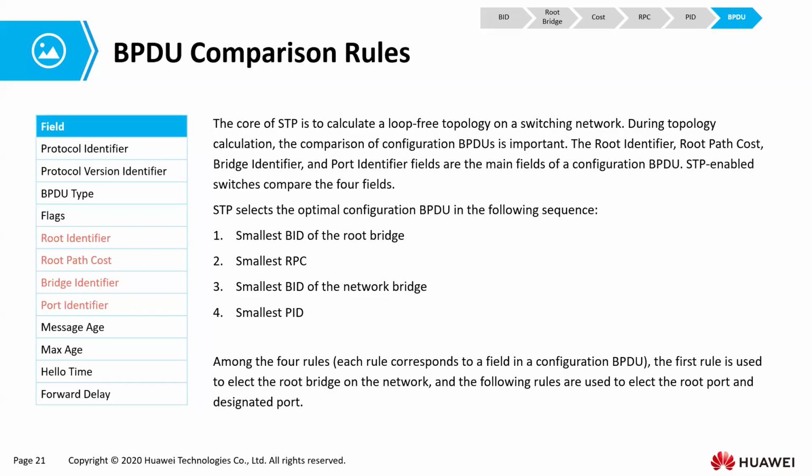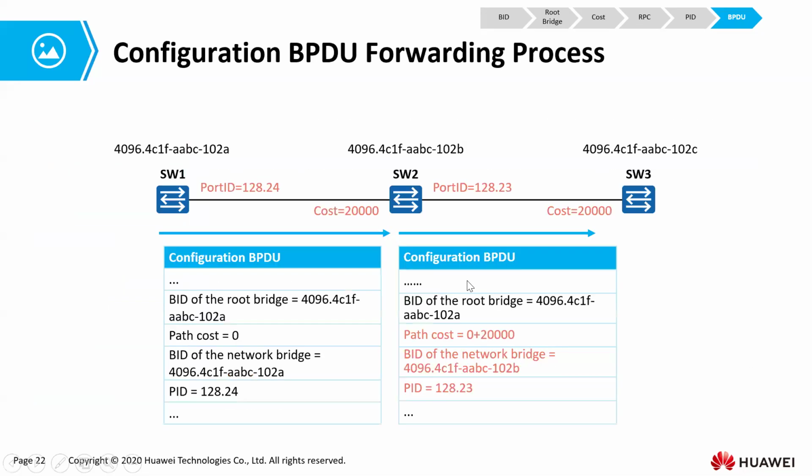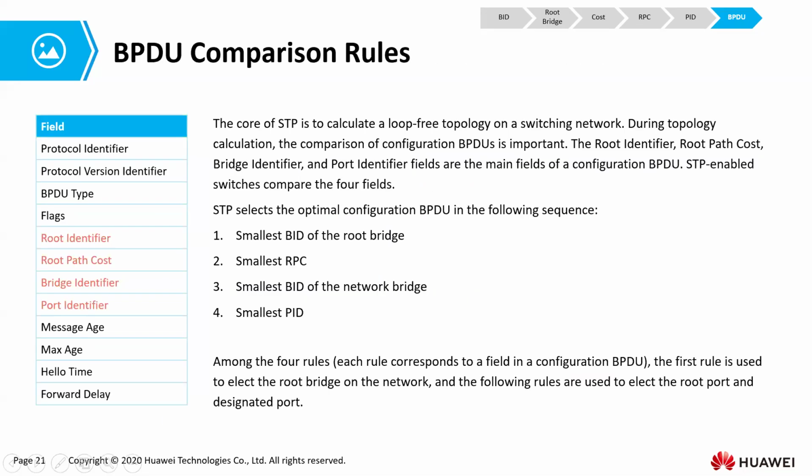BPDU comparisons. As you've seen, comparisons are very important for STP. The first comparison I did is comparing the bridge IDs. Why? To find the root bridge. When you compare bridge IDs, what you're basically doing is comparing information in the BPDU.